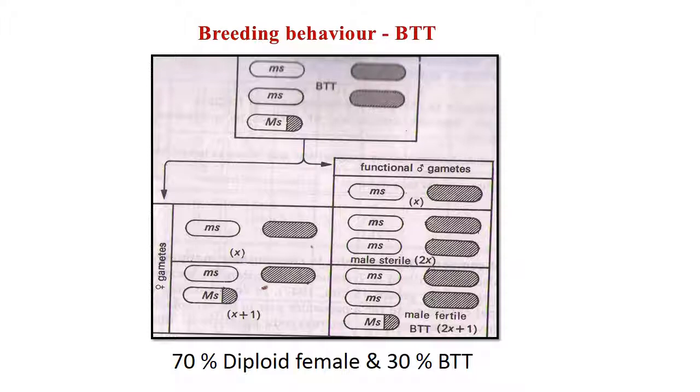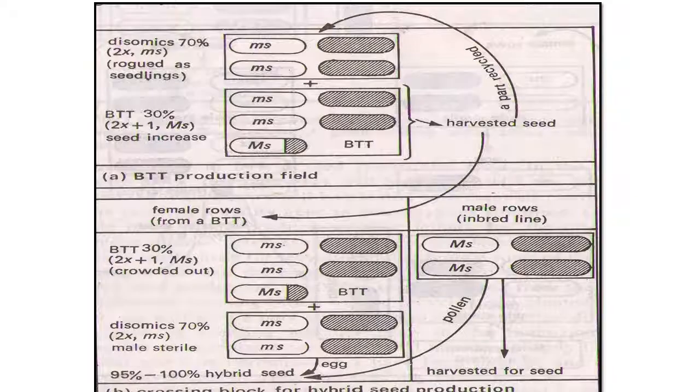Here 70% diploid females and 30% BTT are obtained, and the 70% diploid females are discarded, and the 30% will be further utilized for the next process. This is how it is done. Here the BTT production field is different and the hybrid production block is different. In hybrid seed production, 95 to 100% hybrid seeds can be obtained.